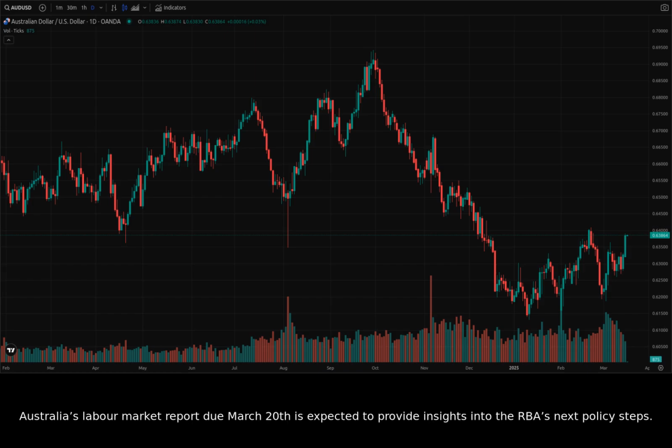Australia's labour market report due March 20th is expected to provide insights into the RBA's next policy steps. We will continue to monitor AUDUSD, looking for any emerging patterns and correlation to news events.